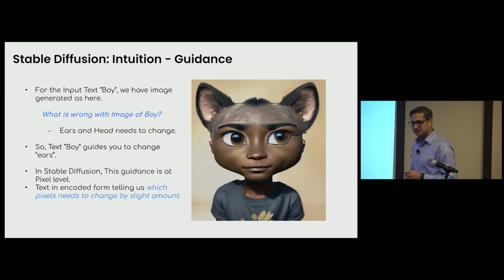So if a human person is doing this, he will say, okay, boy, this image, let's change the ear and head a little bit. And it will generate another image where the head and ear look more like a boy. And then it will again see whether the head shape is correct or not, and so on. And then it will try to do a little bit more change, and again generate the new image.